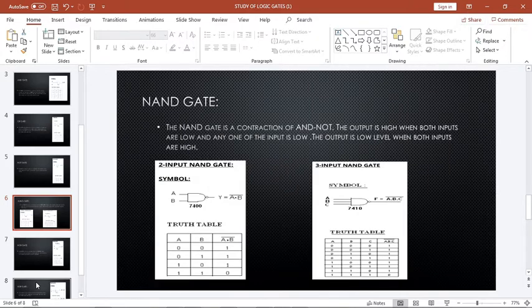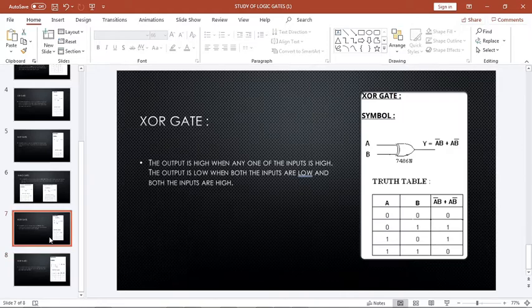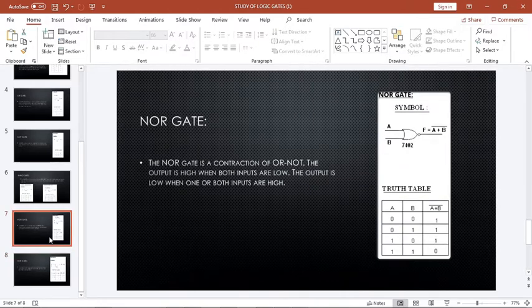NAND gate is a combination of both AND and NOT gate. Its output is the complement of the product of inputs. NOR gate is a combination of OR and NOT gate. The output of NOR gate is the complement of sum of inputs.